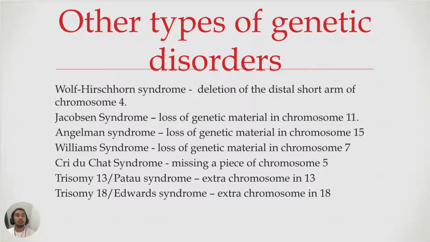For example, the first one here: deletion of the distal short arm of chromosome number 4. Instead of being fully complete, a part is removed. Jacobsen syndrome, loss of genetic material in chromosome 11. Angelman syndrome, loss of genetic material in chromosome 15. Williams syndrome in number 7. Cri-du-chat syndrome, a missing piece of chromosome number 5. Trisomy 13, or Patau syndrome, an extra chromosome in 13, and trisomy 18, Edwards syndrome, an extra chromosome in number 18. I think that's the end.